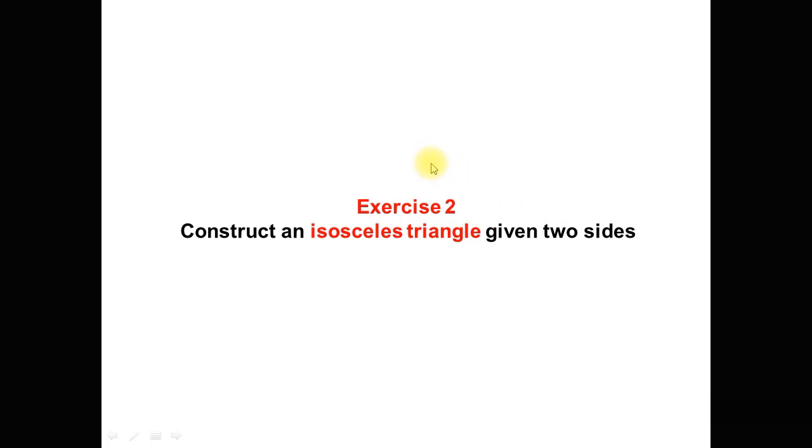Now exercise number 2: how to construct an isosceles triangle. In an isosceles triangle, the lengths of two sides are equal. So we are given two sides' length. For the construction of an isosceles triangle, the length of two sides will be given, which are equal in length. So it means that if the length of one side A is, for example, 4 centimeter, then the length of the other side B will also be 4 centimeter.